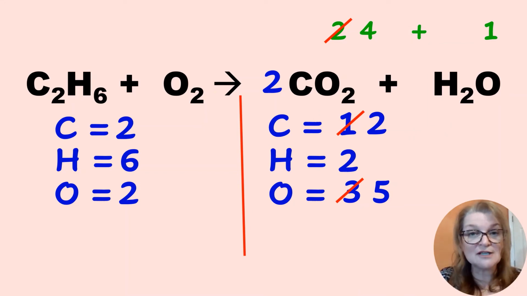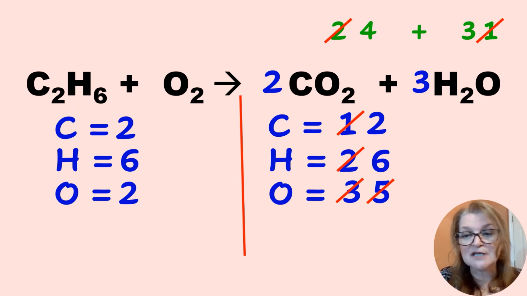There's 6 hydrogen on the reactant side and only 2 on the product side. So we could multiply by 3. 3 times 2 will give us 6 hydrogen. And now that changed the number of oxygen as well. So we had the 4 oxygen in the CO2, and now we have 3 oxygen in the water. We're going to add those up, and we get a total of 7 oxygen on the product side.